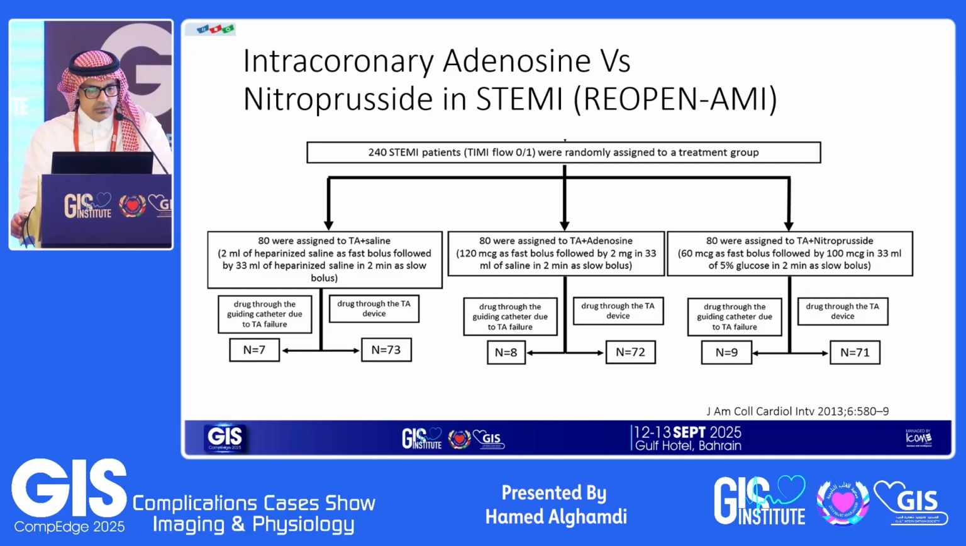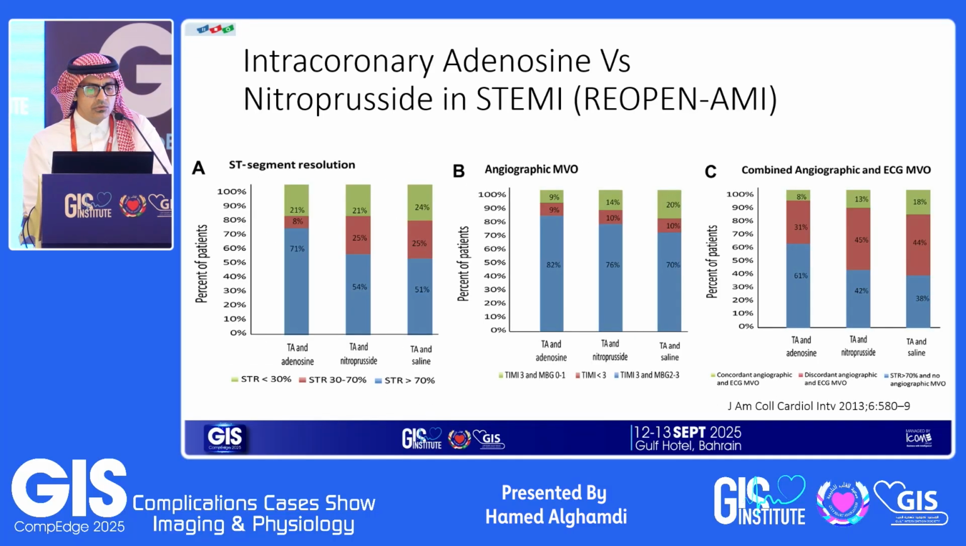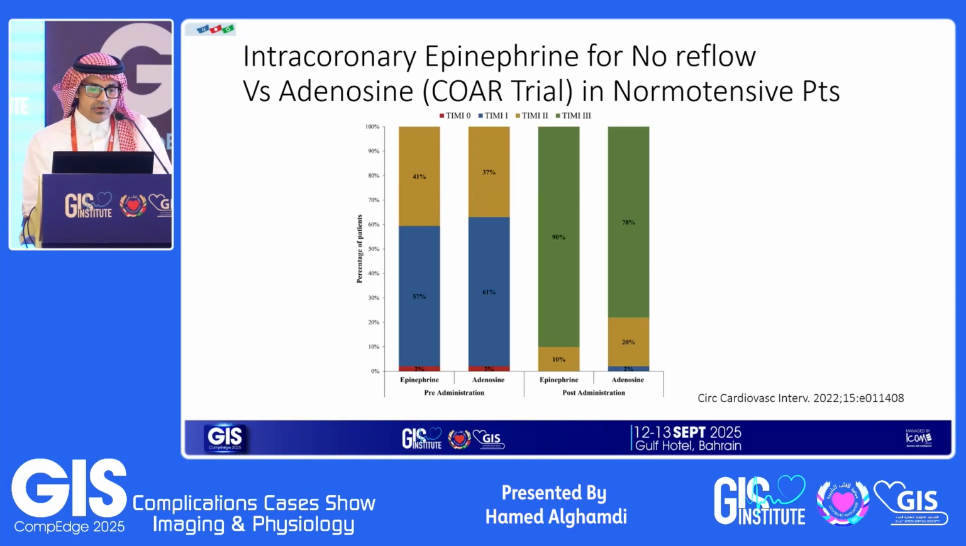There is a recent study that compared adenosine and nitroprusside, which I think are the most widely used agents in the cath lab. It's called REOPEN-AMI, and it showed that the use of adenosine after thrombectomy gave better ST segment resolution and better outcomes in those patients, with less no reflow. So I'll fast forward and finish with epinephrine.